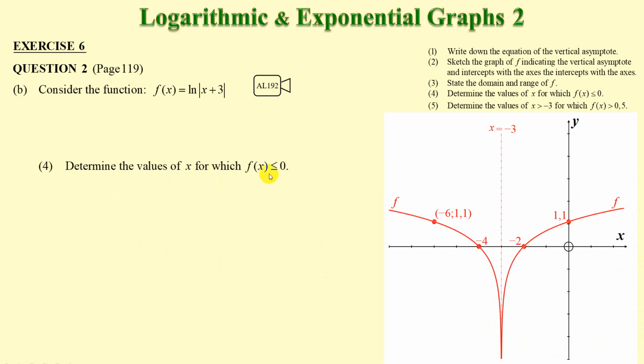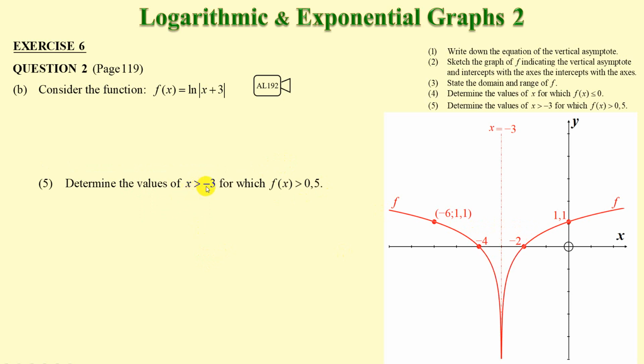Values of x for which f of x is less than or equal to 0, which means the graph must be below the x-axis, because that's the line y equals 0. There we go. Here's the section of the graph which is below the x-axis. And there are the values of x that make that true. So -4 less than or equal to x less than or equal to -2, x not equal to -3.